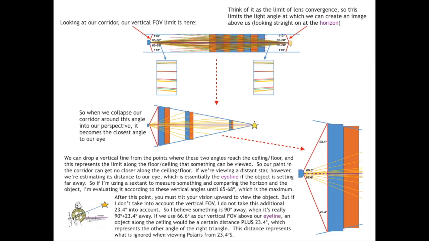So if we're viewing a distant star, however, we're estimating its distance to our eye. So it's essentially our eye line if the object is sitting far away, right? So it is taking into consideration that 23.4.